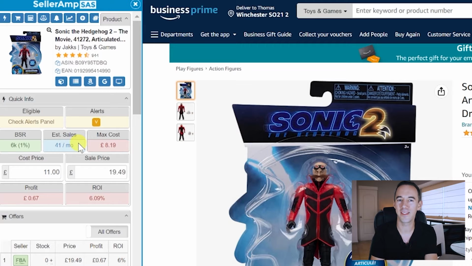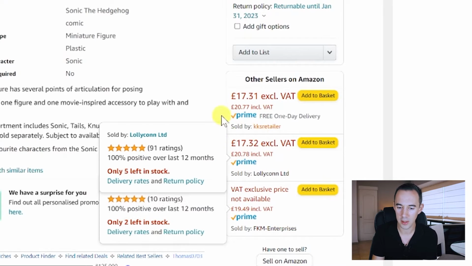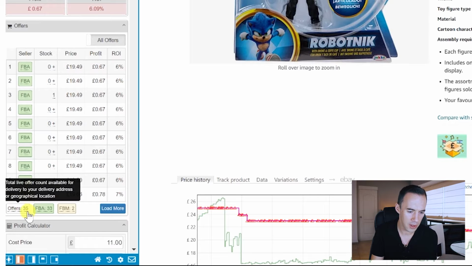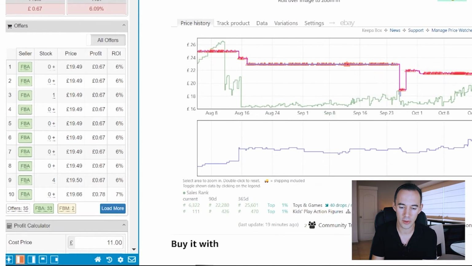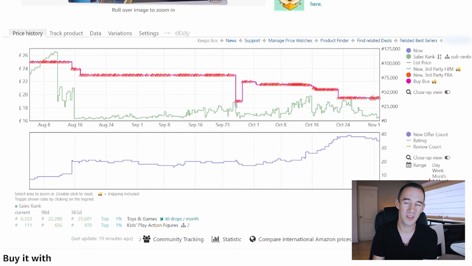It's going to give you a really good estimation of sales per month. And remember, that's the whole listing. Now, the one thing I'll say is if you scroll down, you can see there's a lot of sellers on here. I can look over here and see that I think there are 35 offers. And on the Keepa chart, I can see that the new seller count, the blue line, is going up and up and up. So it tells me there's a lot of sellers.